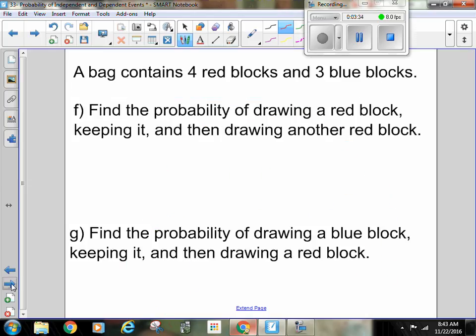All right, a bag contains 4 red blocks and 3 blue blocks. Find the probability of drawing a red block, you keep it, and then you draw another block. Okay, so probability of drawing a red block. There are 4 red blocks out of how many total blocks? 7. Okay, and then we have the word and, so we're going to multiply. And then another red block. Okay, but we kept it, so now we only have 3 red blocks to choose from. Out of how many total? Well, we have 6 total.